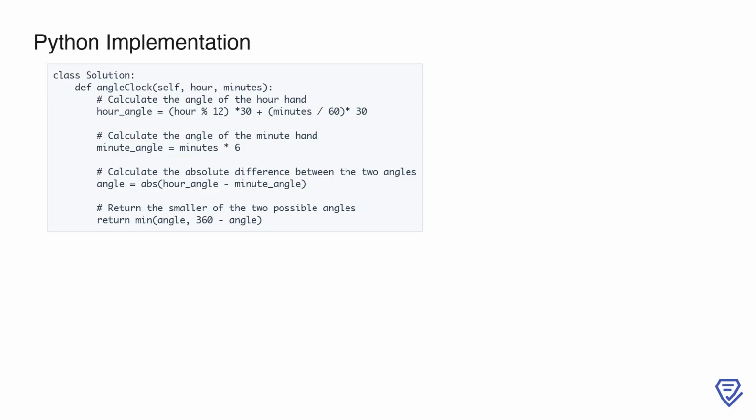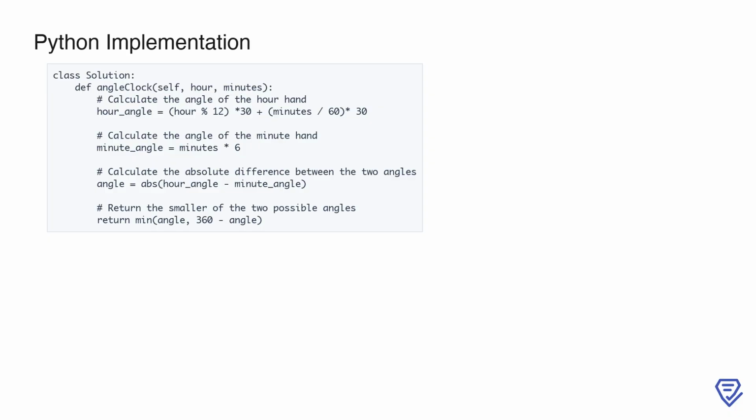1. Hour hand calculation. The hour hand moves 30 degrees per hour, 360 degrees divided by 12 hours. Additionally, the hour hand moves slightly with the minutes. This is calculated as minutes/60 * 30. The formula, hour % 12 * 30 plus minutes/60 * 30, gives the total angle of the hour hand from the 12 o'clock position. 2. Minute hand calculation. The minute hand moves 6 degrees per minute, 360 degrees divided by 60 minutes. Thus, the angle of the minute hand from the 12 o'clock position is minutes * 6.